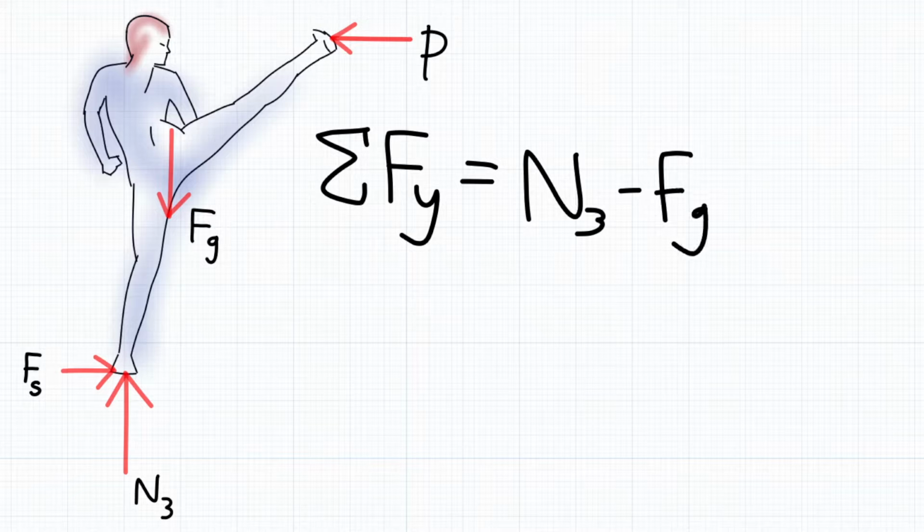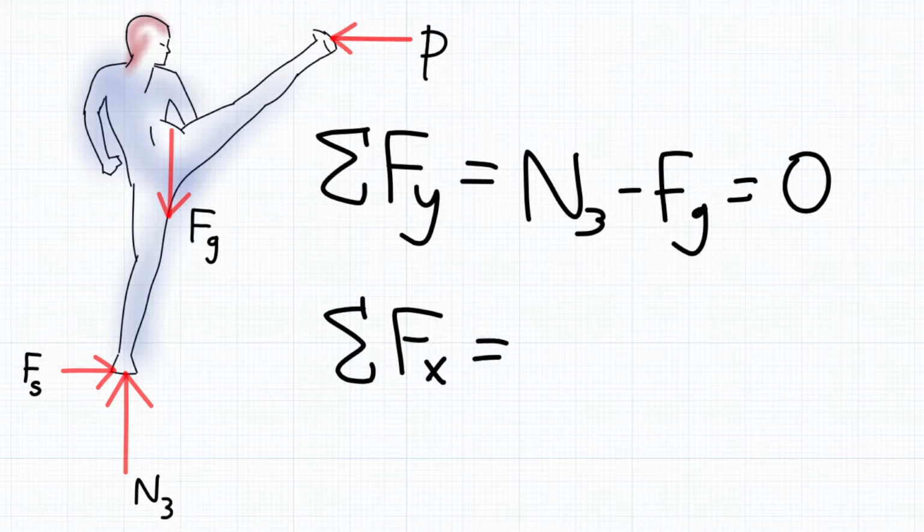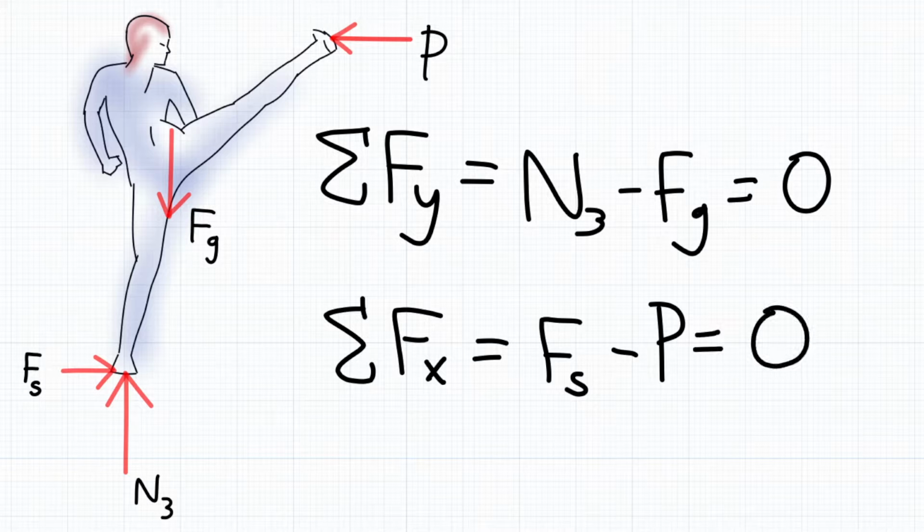Nice. What do those equal? 0. Right. Mystique's force is acting in the x direction. Positive is F sub S, that friction force. And what about the negative direction? Would be the push force. Thanks. That also equals 0.